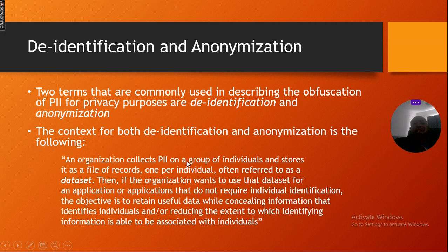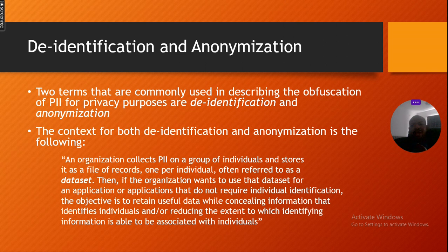Now let's take a look at de-identification and anonymization. These are two techniques for hiding the identities of the owners or principal subjects of personally identifiable information. These two terms, de-identification and anonymization, are commonly used in describing obfuscation of personally identifiable information for privacy purposes. Now, what is obfuscation?